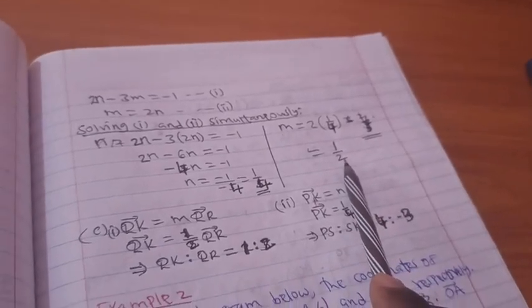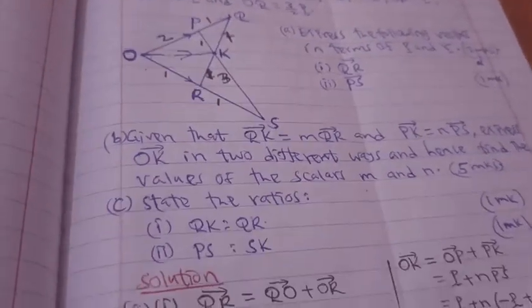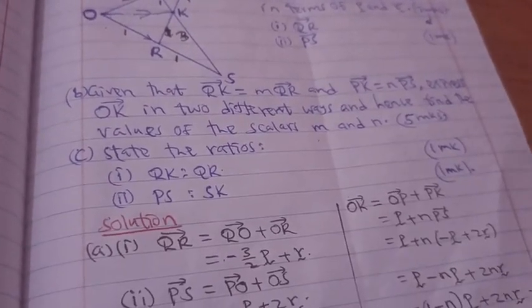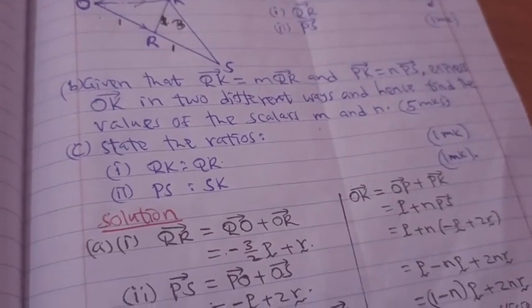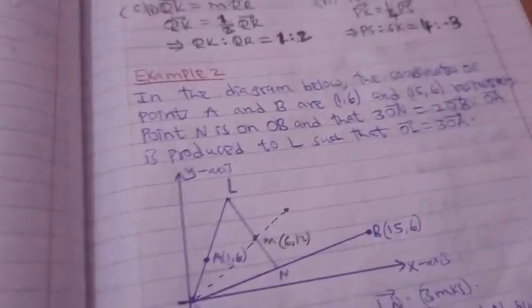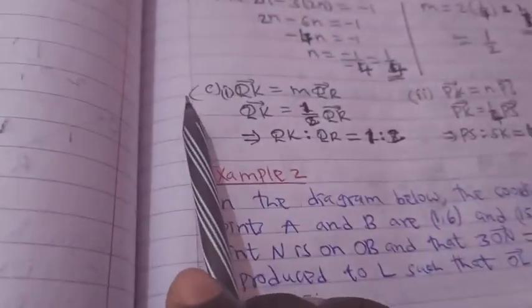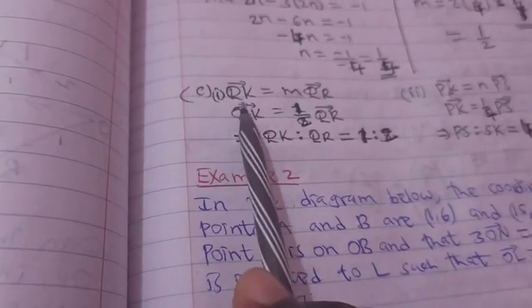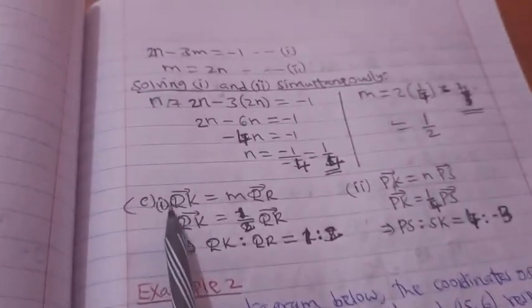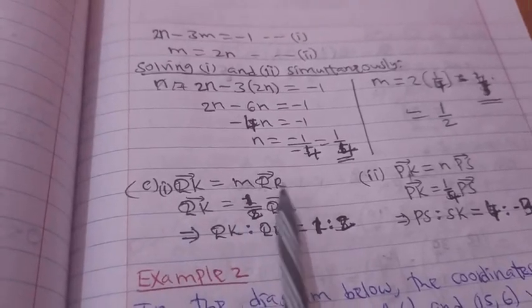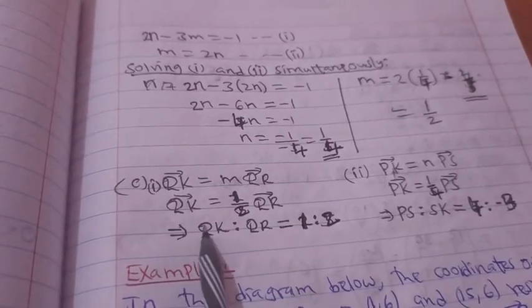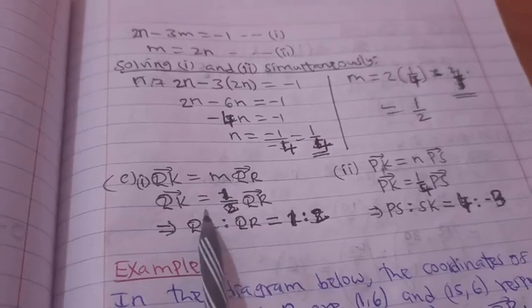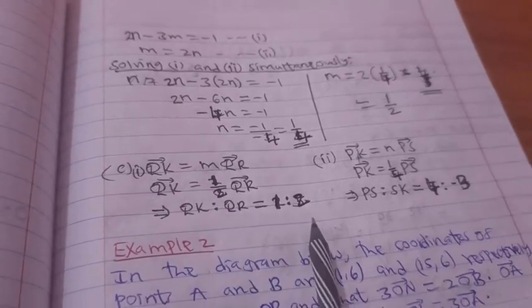Now, part C, the question was saying, state the ratios QK:QR and PS:SK. In this case, we have Roman 1, the QK ratio. We use the vector QK equals mQR. So QK is half of QR. Therefore, it means Q to K is 1 unit, then Q to R is 2 units. Therefore, the ratio is 1 to 2.